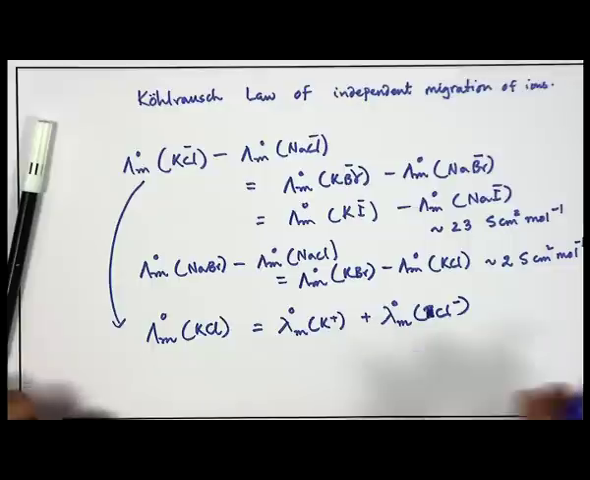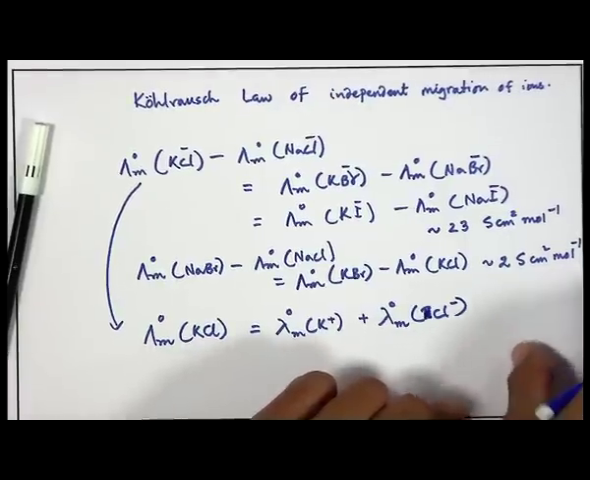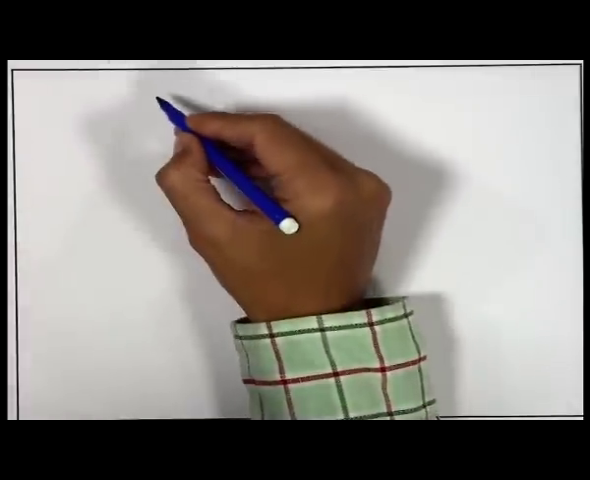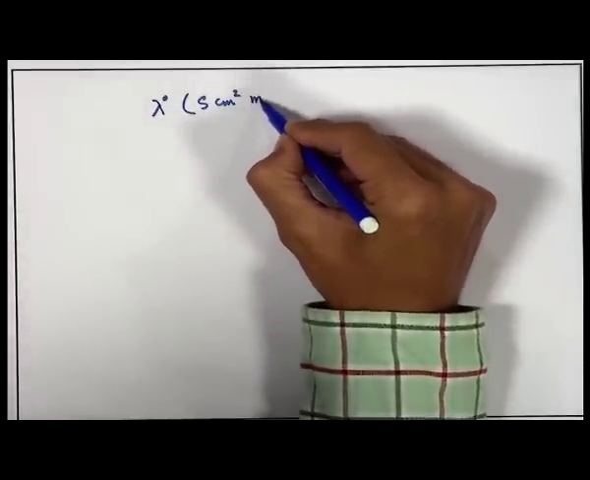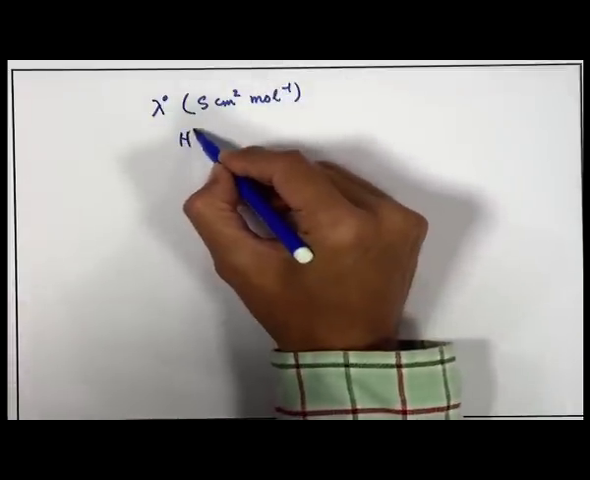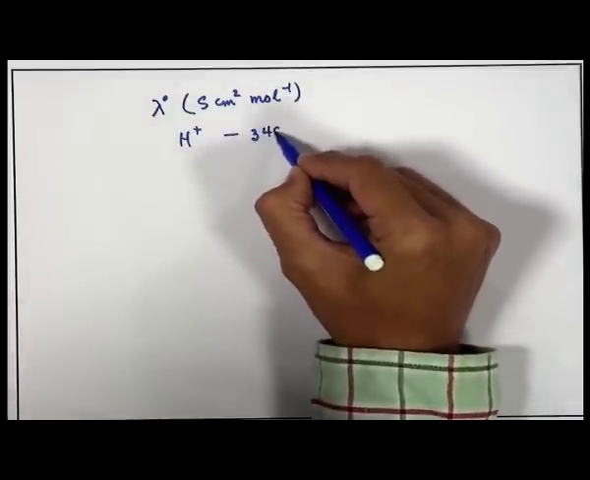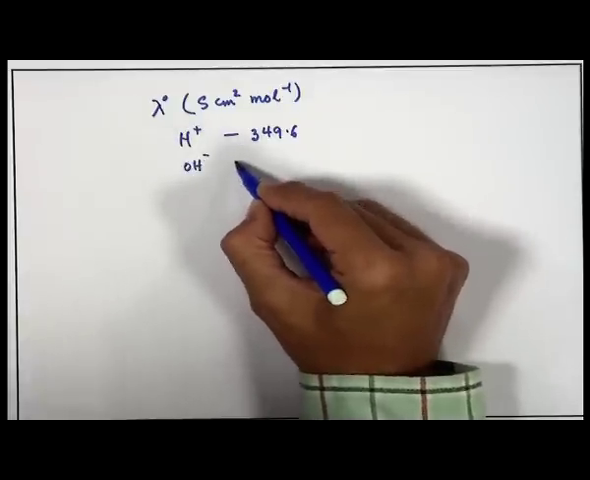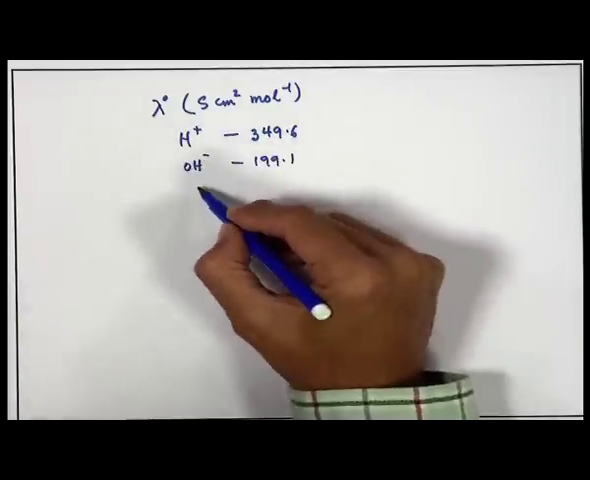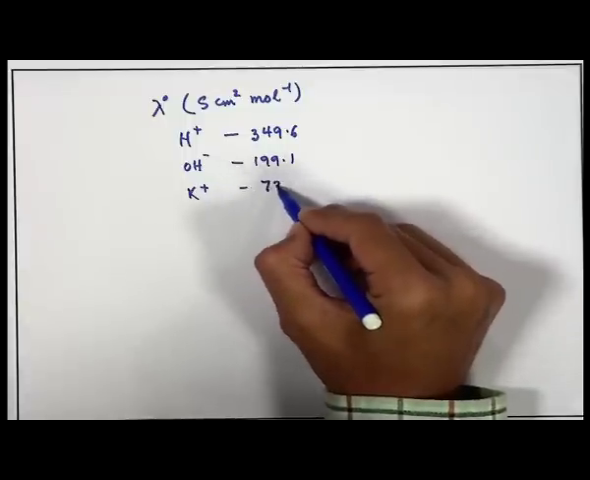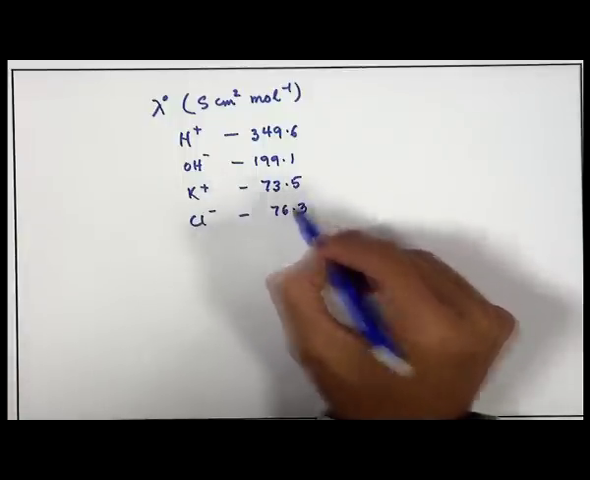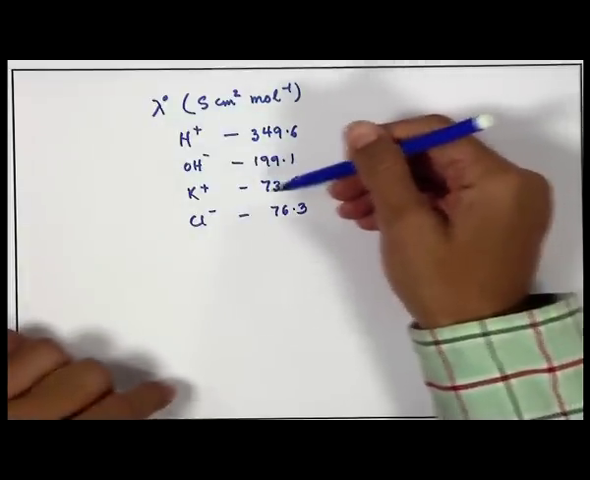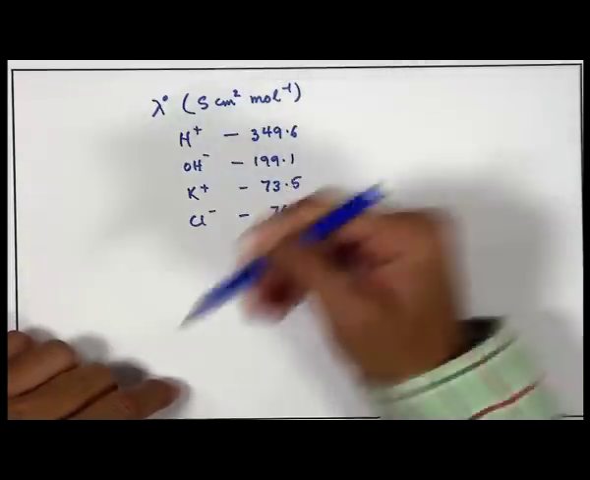Let me write some of these numbers for a few different ions. Lambda 0, in Siemens centimeter square mole inverse: for H plus it is 349.6, for OH minus it is 199.1, K plus it is 73.5, Cl minus it is 76.3. So you see that for different ions this contribution is different.